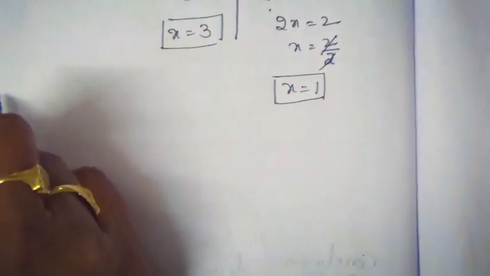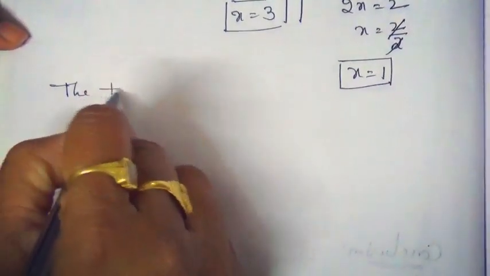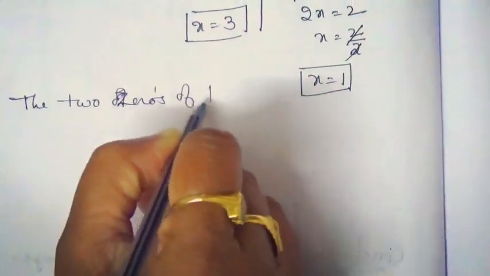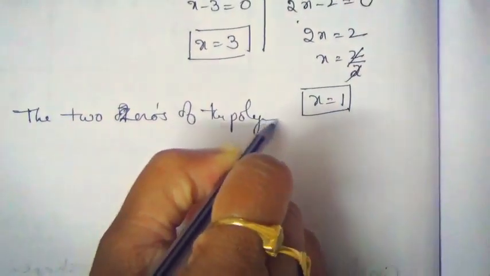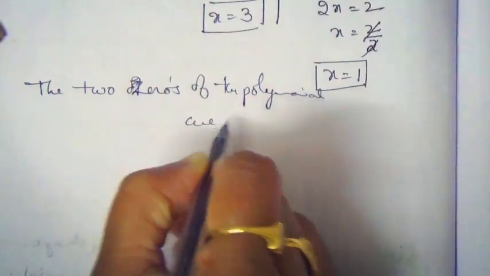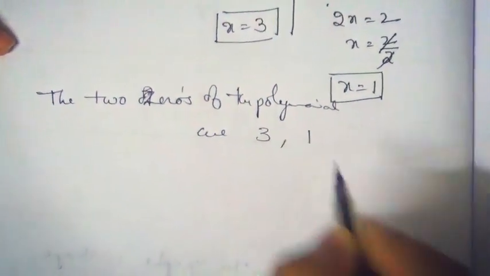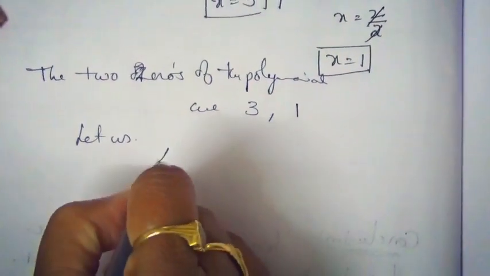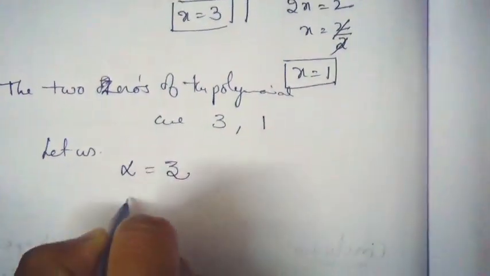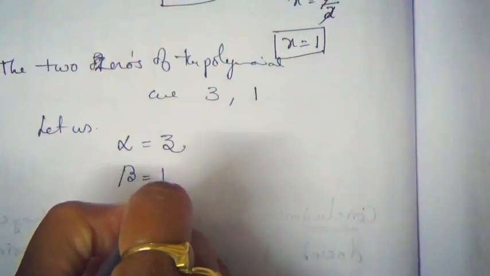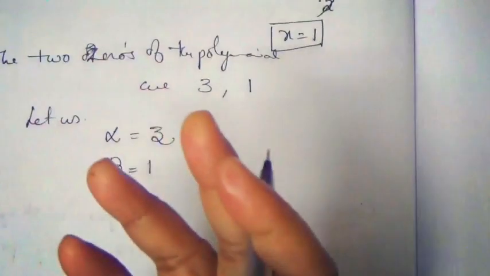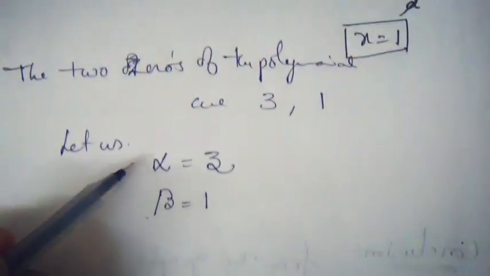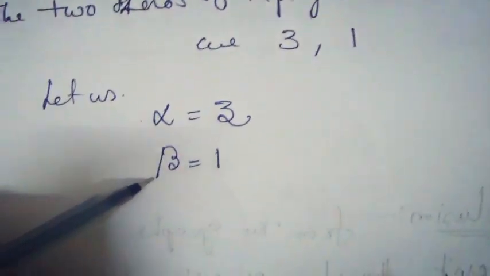So let us take the two zeros of the polynomial as 3 and 1. Let alpha be equal to 3 and beta be equal to 1. Let us take the two zeros as one it is alpha and one it is beta.